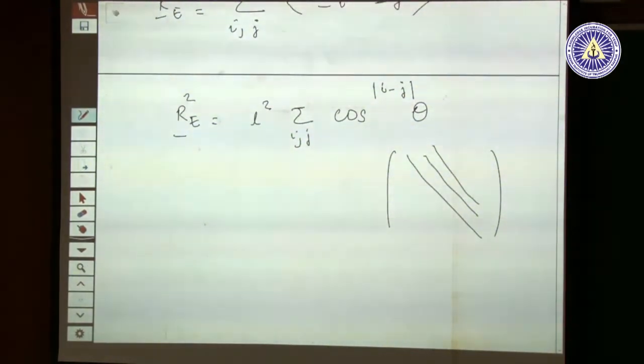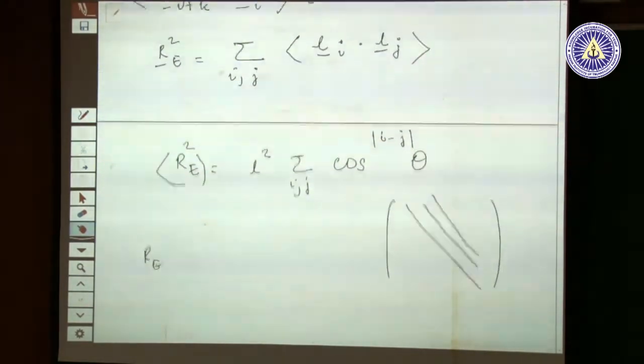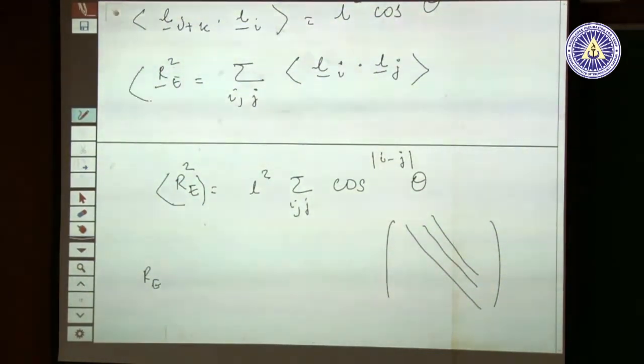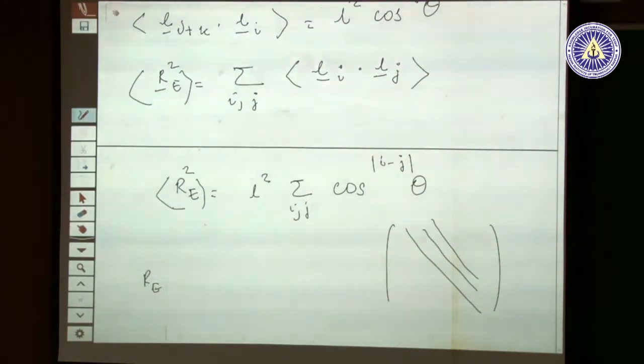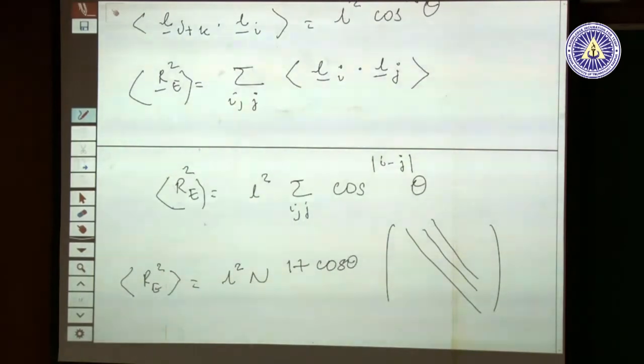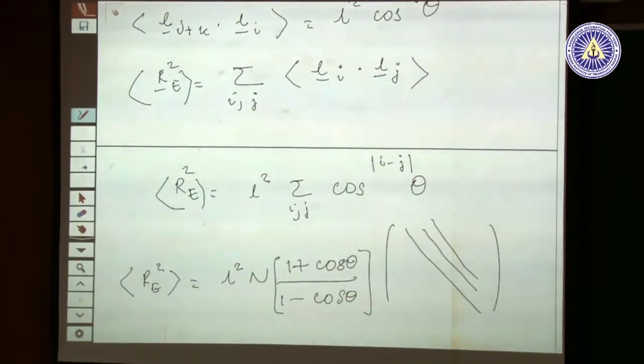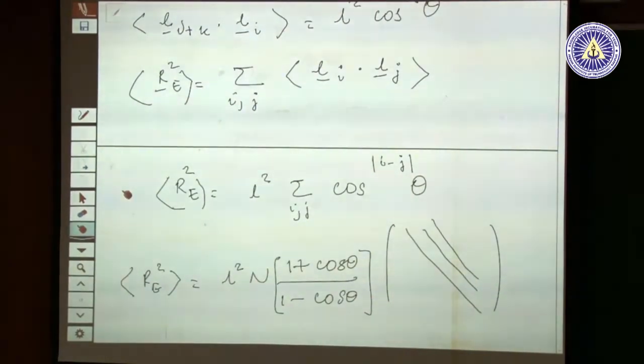So, Re squared, and this is an average. Sorry, I might have been loose about this here as well. It will turn out to be L squared n times 1 plus cos theta over 1 minus cos theta. Okay. So, for a freely rotating chain.